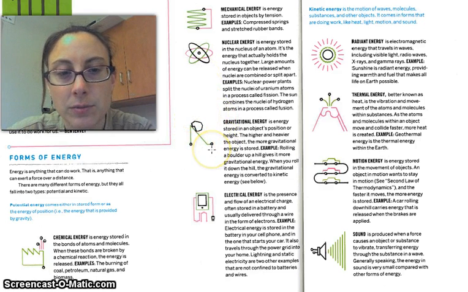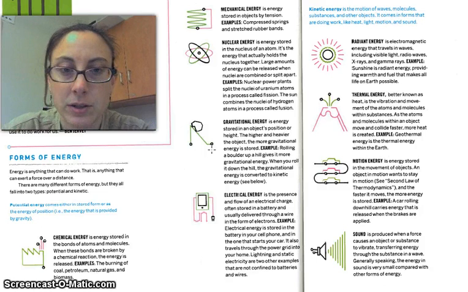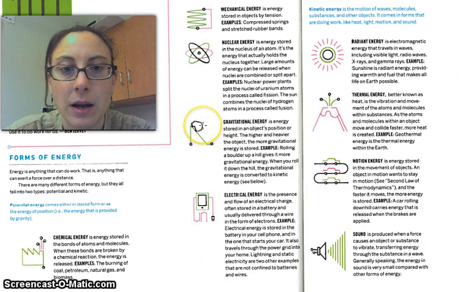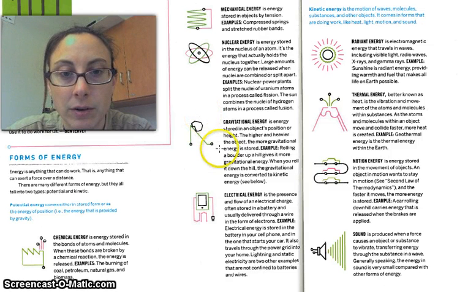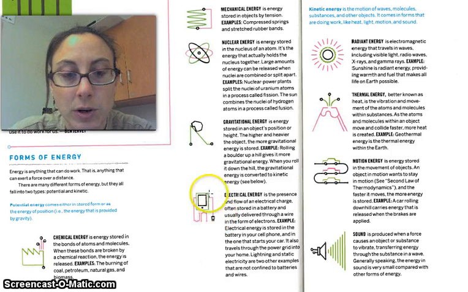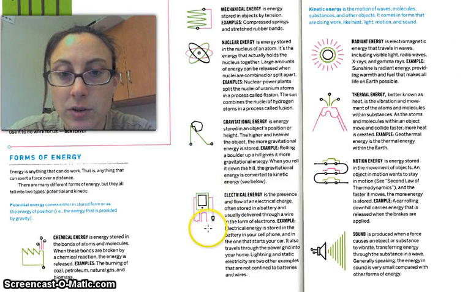Gravitational energy is what most of us think of when we think of potential energy, and that's the idea that something that is held at a certain point will move when gravity acts on it. And electrical energy could be a form of potential energy when you store up the electricity. This is the potential for electrons to move.